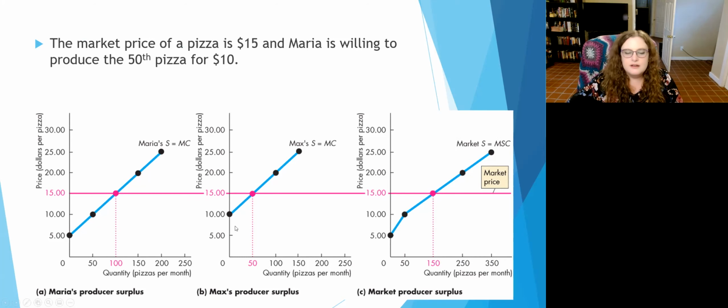Max, on the other hand, might say, oh, okay, well, $10, that's kind of the cheapest I can make a pizza.